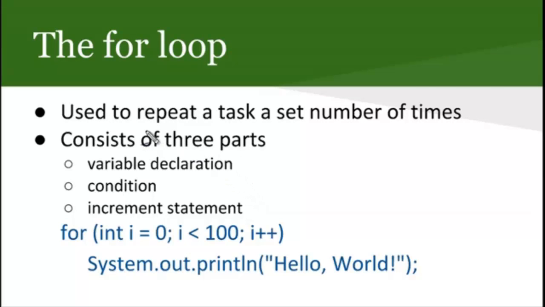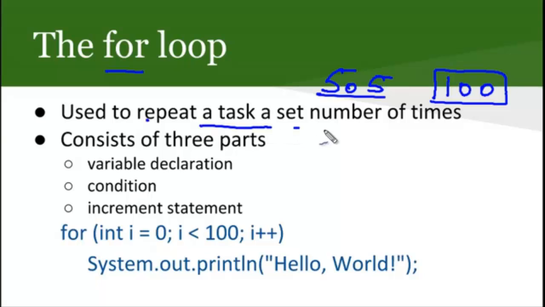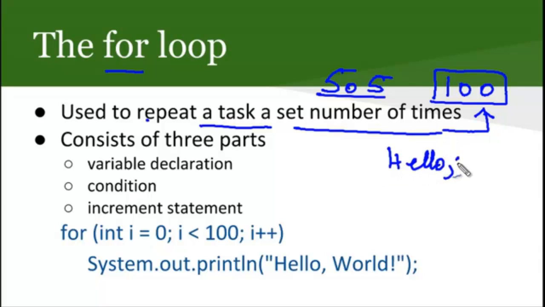Now, having a look at the for loop, like in the previous example, I told you to print hello world 505 times. For this example, let us use that print the hello world statement 100 times. A for loop is basically used when you have to repeat a task a set number of times. The set number of times is, for our example, 100. We already know that we have to print hello world 100 times. And that is where a for loop is used.